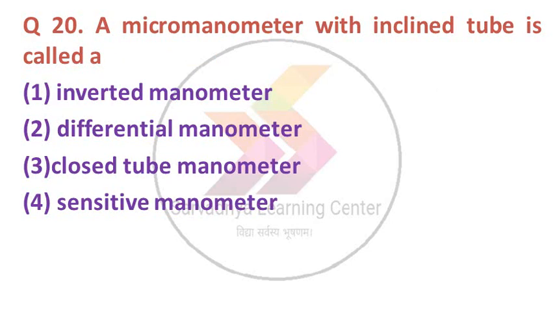Next, a micromanometer with inclined tube is called a option 1, inverted manometer. Second, differential manometer. Third, closed tube manometer. 4, sensitive manometer. Option 4 is correct, sensitive manometer.